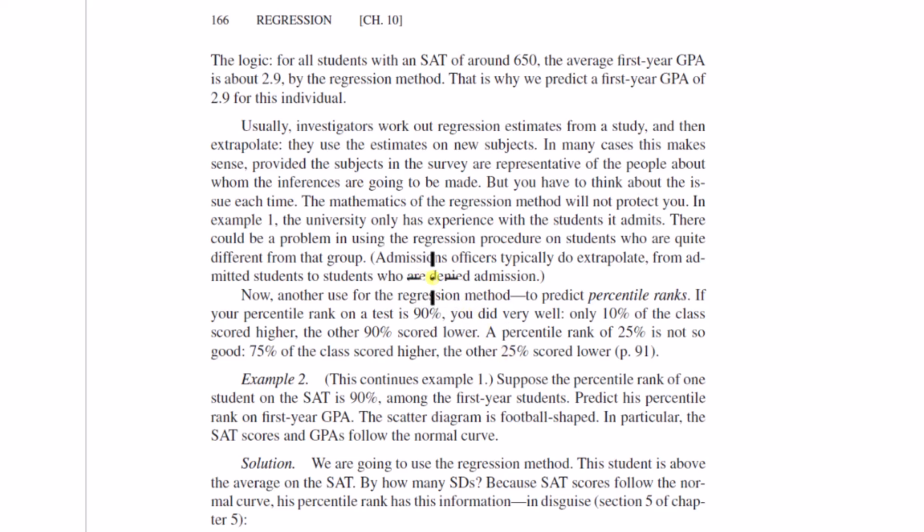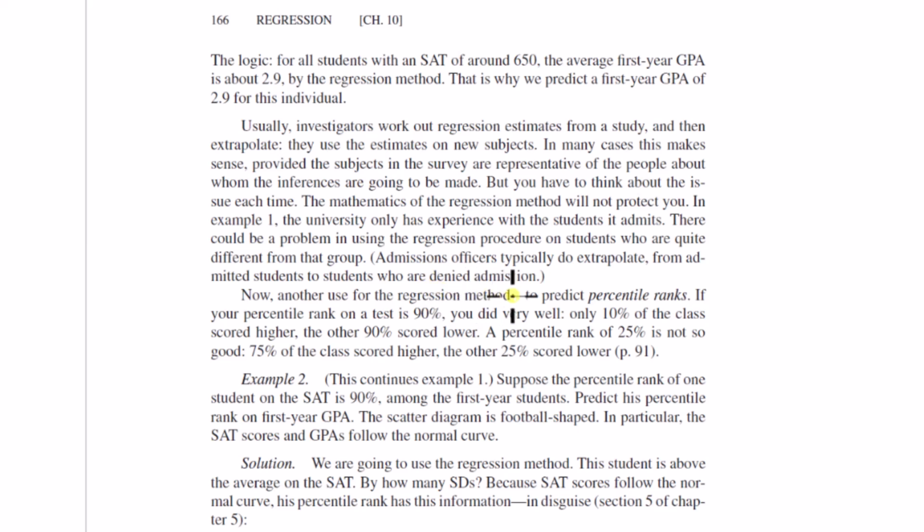But then it says here, admission officers typically do extrapolate from admitted students to students who are denied admission. Well, now you have a different situation. There's a lot of confounding variables there. You're applying the study to students who, compared to the statistical study itself, could be different personalities, different people. However, I'm not really sure what they're talking about. How do you extrapolate for students who are denied admission? How are you going to estimate their GPA? They're not in your school after the first year.